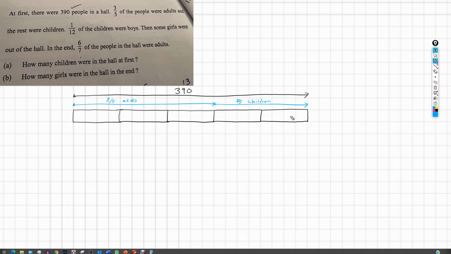So I've got this information done with, and we also know that 1/12 of the children were boys. So this is the part for the children, and I am going to split that into twelfths. I'm going to start by dividing that into 2, so there'll be 6 in here. That's going to be very approximate. There we go.